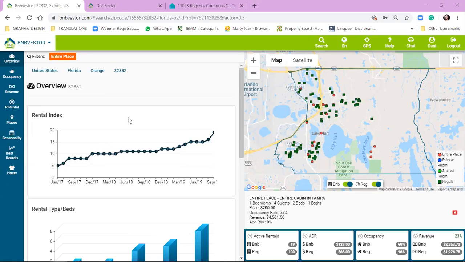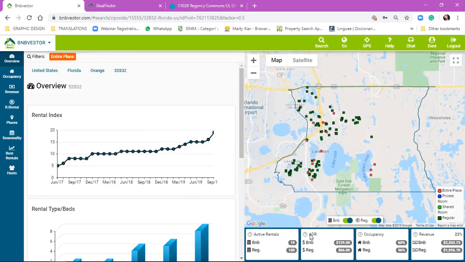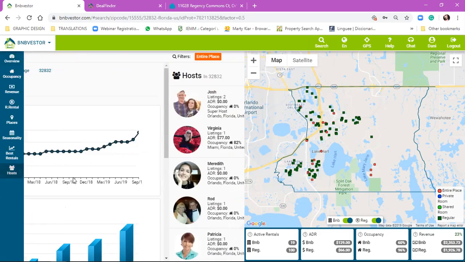Okay, so I got this zip code that you wanted to analyze. You can see that we have active rentals for B&B listings: we have 19, and for regular rentals, we have 100. For B&B, we have an ADR of $129, occupancy of 60%, revenue of $2,353, and an additional revenue of 23%. Now let's take a look at our host.